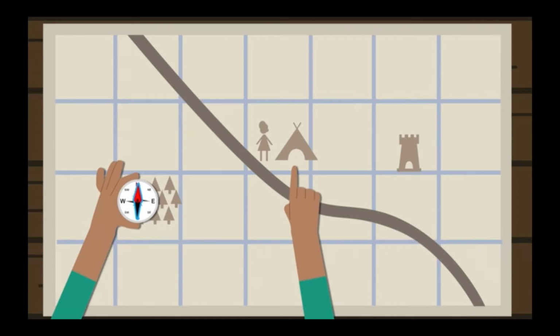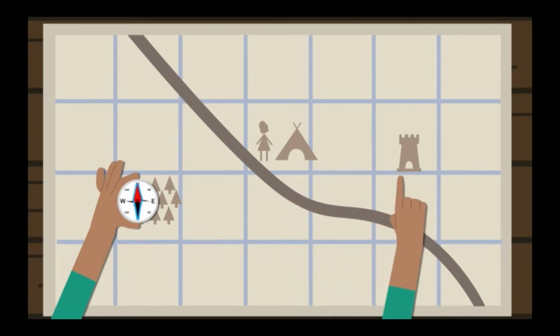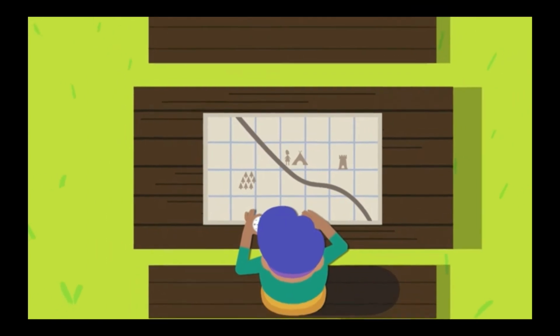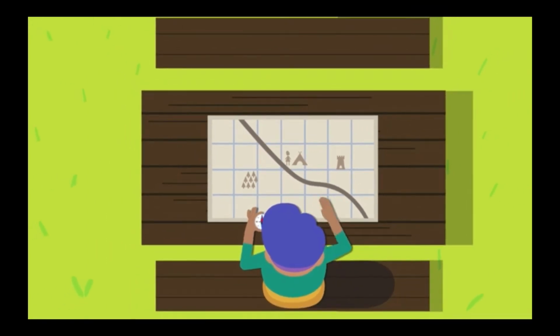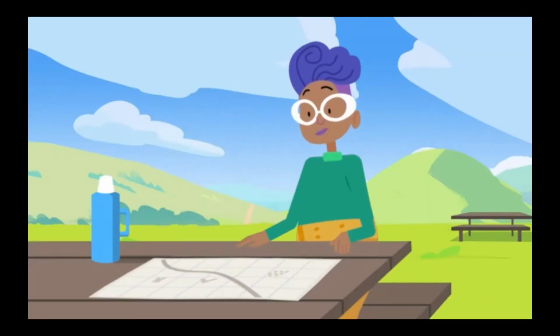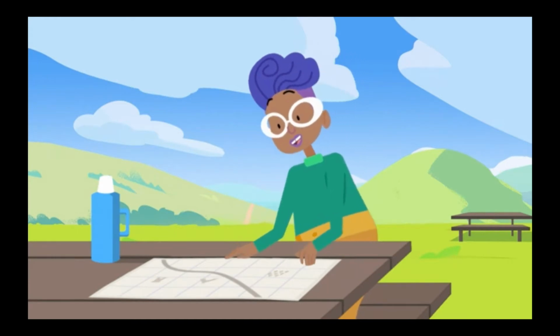I can see the castle is east of where I am, so the castle must be that way. Now, I need to know how far it is.